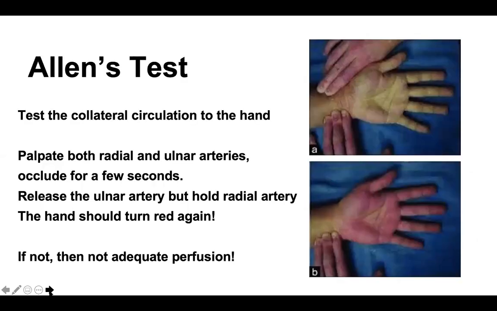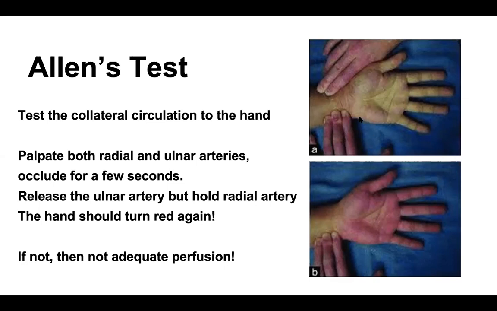If you go on to the next slide, thank you. Really important, after you have consented the patient and explained the procedure, you have to check for collateral circulation to the hand, and we do this using Allen's test. You usually have to do this in an OSCE, or at least show that you understand it, because it will get you points and hopefully make you pass. So you want to palpate both the radial and ulnar arteries of whichever hand you want to use, and occlude both arteries for a couple of seconds.